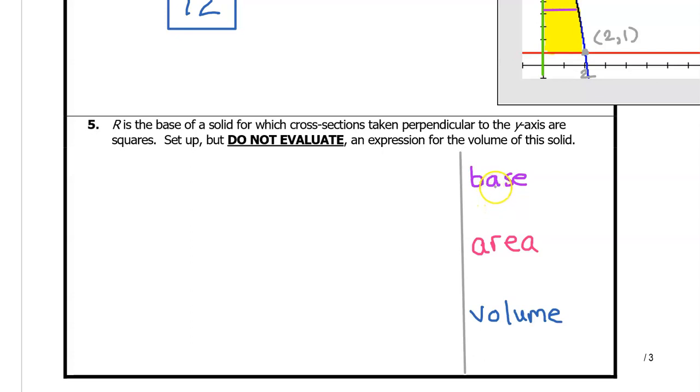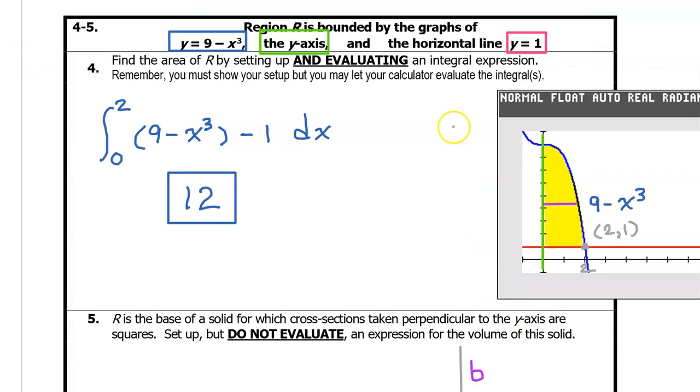Calculating the volume of a solid is a three-step process. First, you write an expression for the base of a single slice. Then you transform that into an expression for the area of a single slice, and then you integrate the area to find the volume of the solid. Because the slices are perpendicular to the y-axis, to find the volume we will be integrating with respect to y. Therefore, we need to rewrite the cubic equation in terms of y.